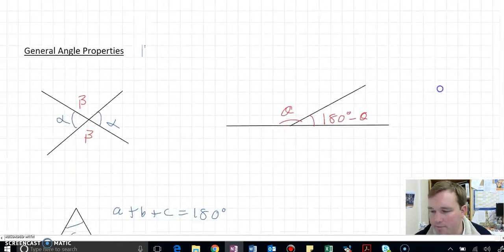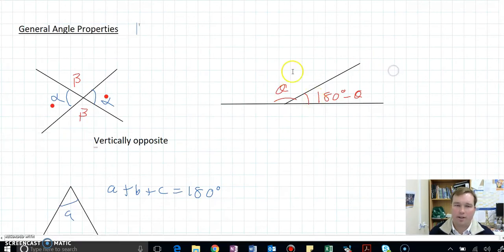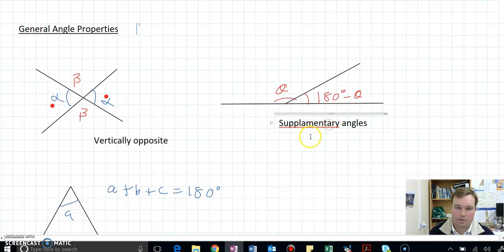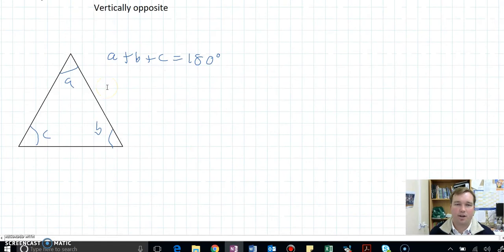Alright. Other properties. General angle properties. If two angles are opposite each other, say there and there with a pair of cross lines, they are equal because they are vertically opposite. Similarly here, if you have a line joining another line and you know that one side is theta, the other side will be 180 minus theta. And that's called supplementary angles. I've spelled that wrong. Only one P, I think. Supplement. No, two P's. Finally, angles inside a triangle add up to 180. Fairly easy. And speaking of triangles, let's go on to triangles.